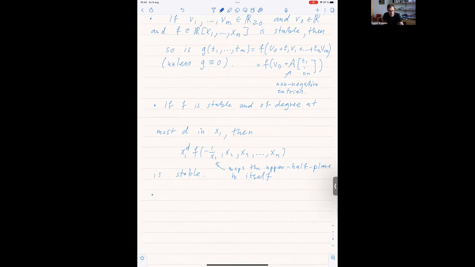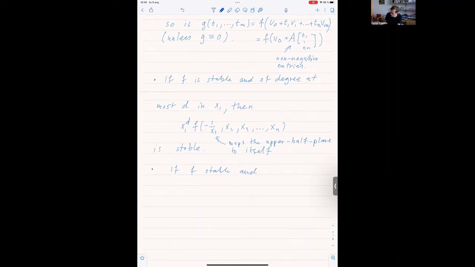And then another, so I'm seeing that I'm going slower than I thought. But well, I have four lectures. And another important property is that if F is stable, and say V is a vector with non-negative entries, then if we take the directional derivative, what do we mean by that? Well, we just, then this is stable again.